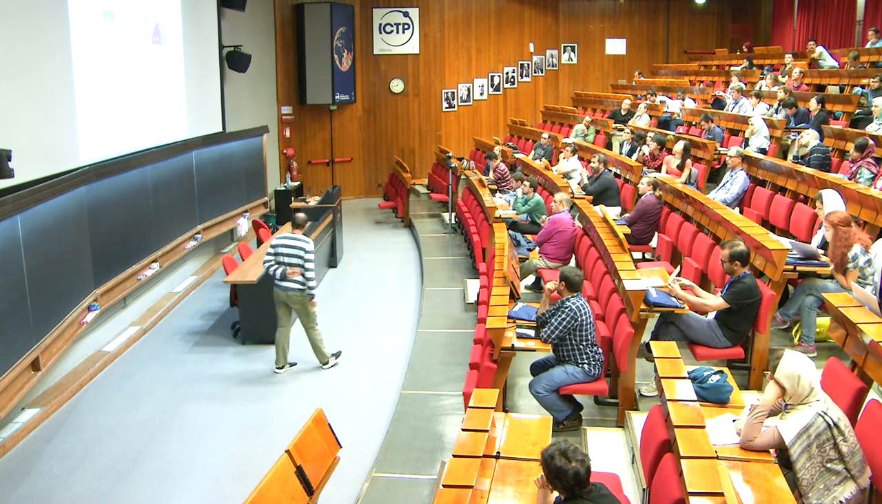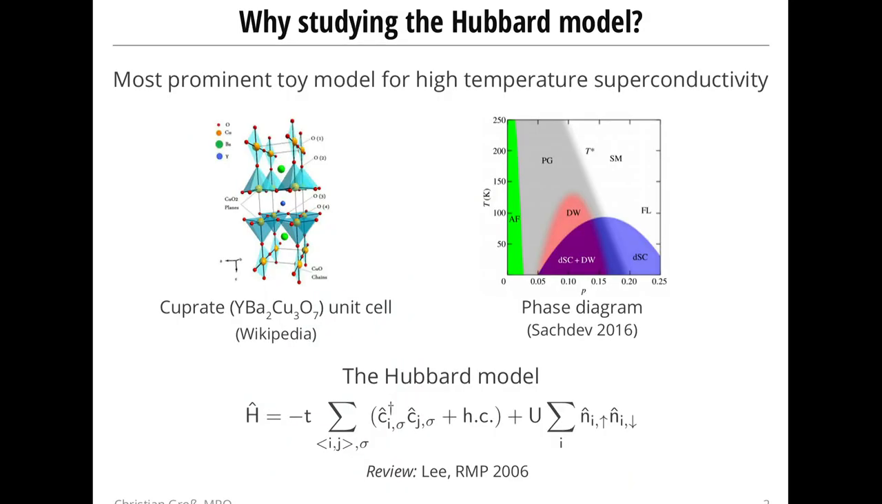Okay, so what we are interested in is exploring with this experiment the Fermi-Hubbard model. And why is it at all interesting to do quantum simulations on the Fermi-Hubbard model? Well, the Fermi-Hubbard model is the most prominent toy model for high temperature superconductors, where you probably know that there are many things in the details that are really unclear.